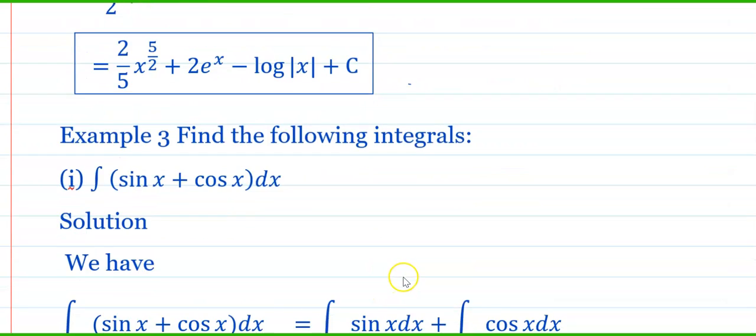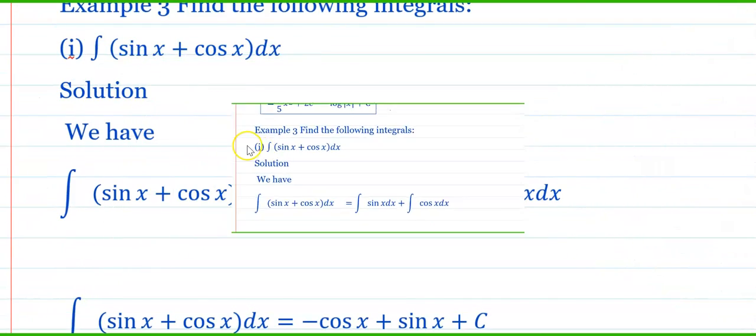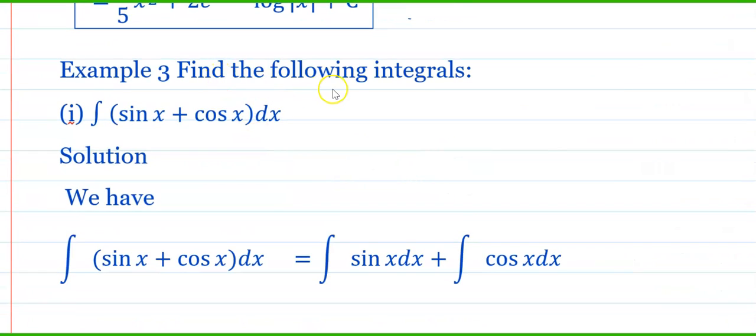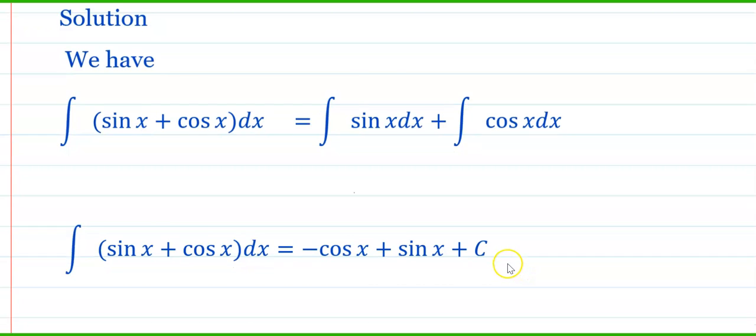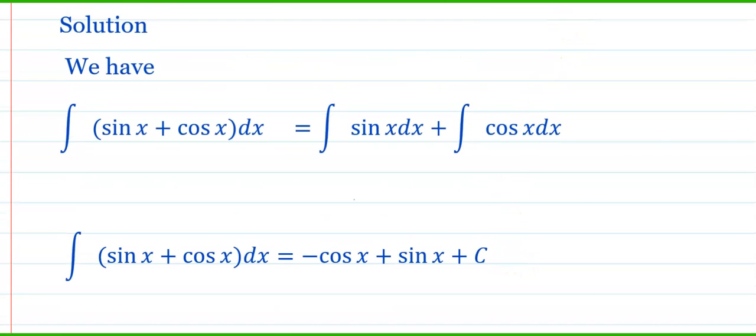Now the next problem. Find the following integrals. Integral of sin x plus cos x. First, the integral of (sin x plus cos x) dx. Separate it: the integral of sin x dx plus the integral of cos x dx. The integral of sin x is minus cos x, and the integral of cos x is sin x, and c is the constant of integration. This is the answer.